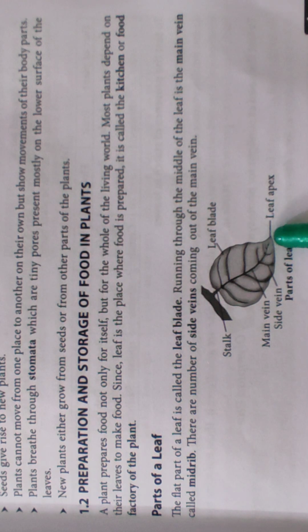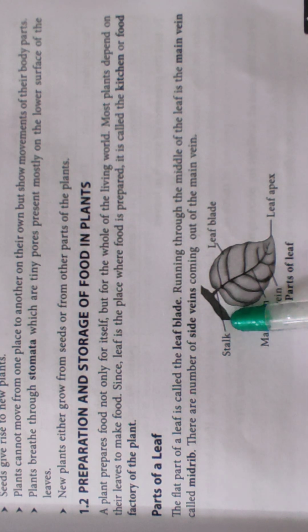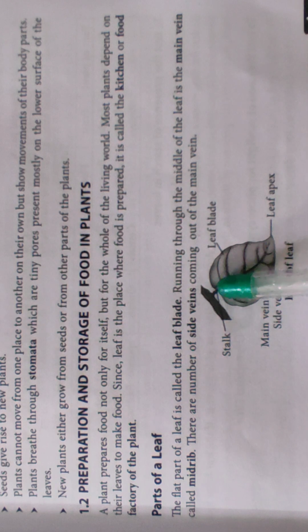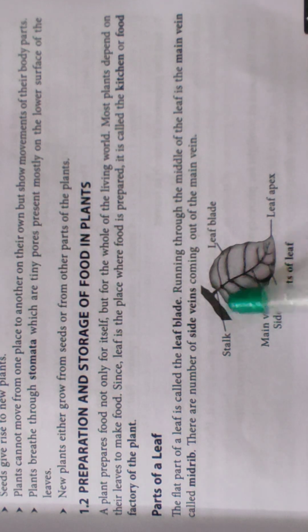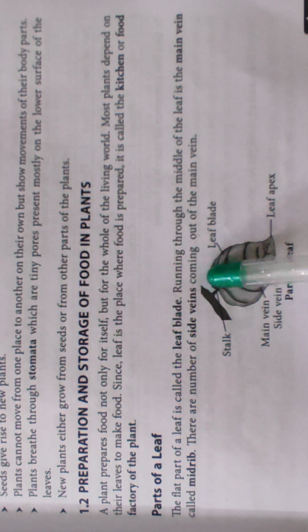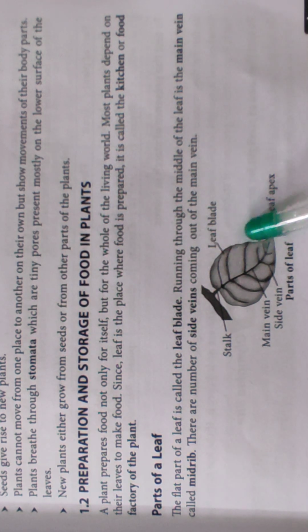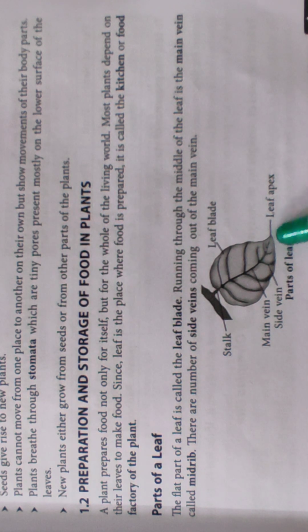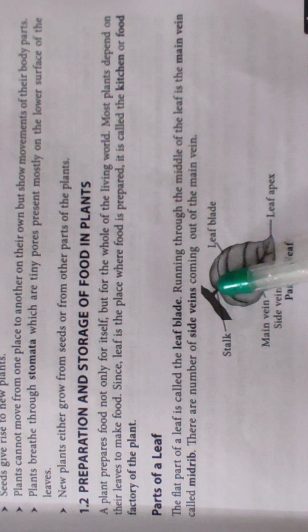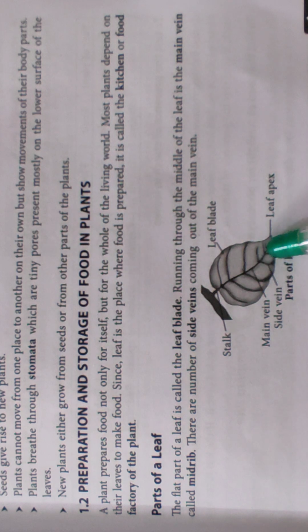So see here, it's a leaf structure. This is called a stalk, which is holding the leaf. The leaf-holding part is called the stalk. This is the leaf blade. This is the leaf apex, the most apical part of the leaf. This thicker one is the main vein or midrib. And these are the side veins.